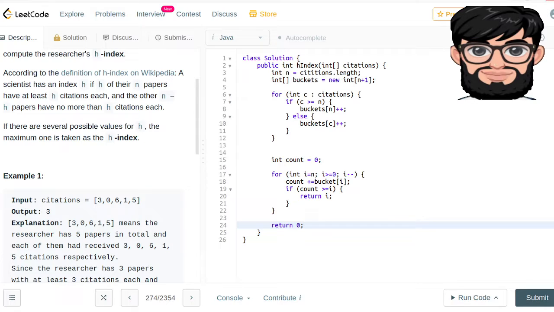So again, we started from the biggest index of the bucket, which can possibly be the total number of papers the scientist wrote, and we're going to keep incrementing our counter based on the bucket values. And we want to stop right where our count becomes equal to or greater than the bucket index.